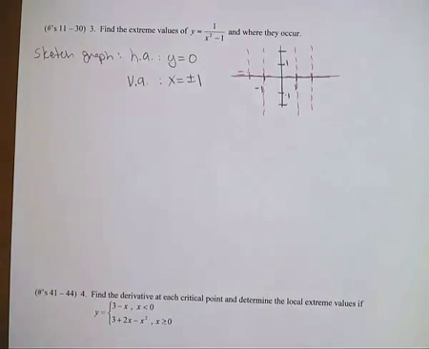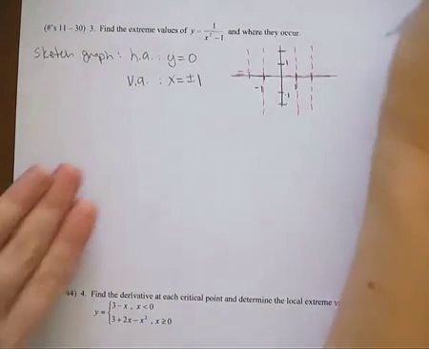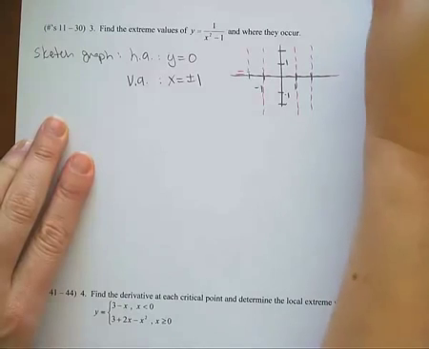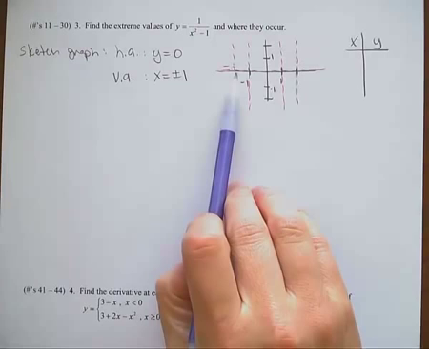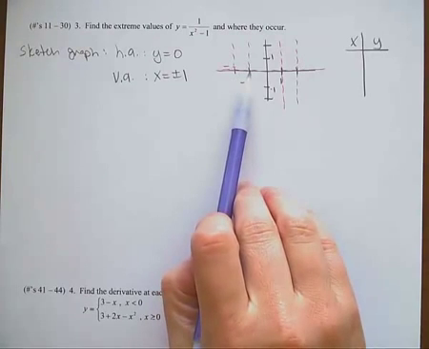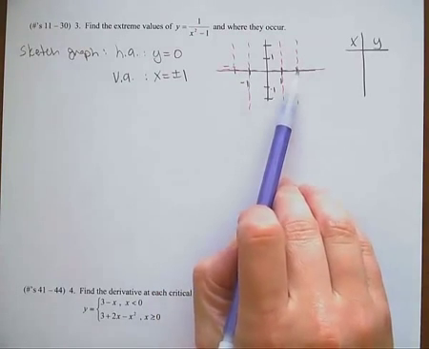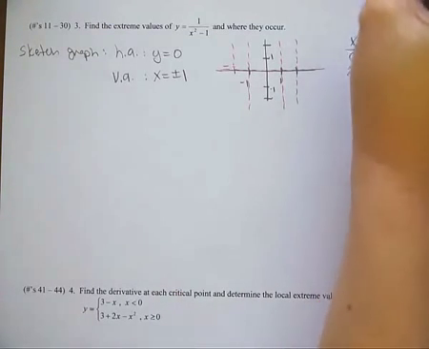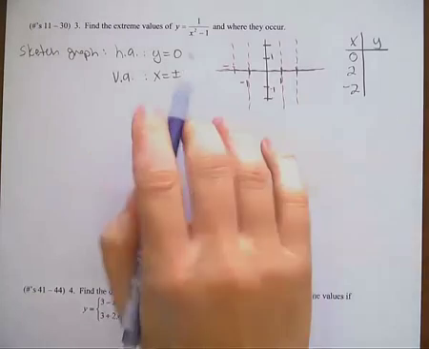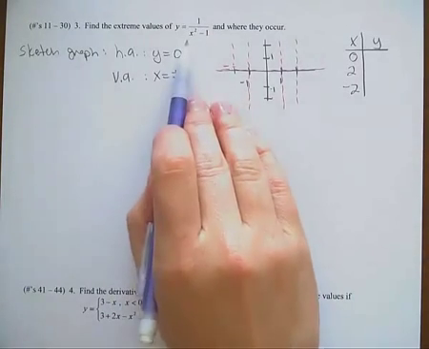And then I need some points on the graph, so I'm going to set up a table of values here. I'm going to plug in a point to the left of negative 1, a point to the right of 1, and a point in between. So I'll check 0, I'll check 2, and I'll check negative 2, and I'll just plug them into this equation here.